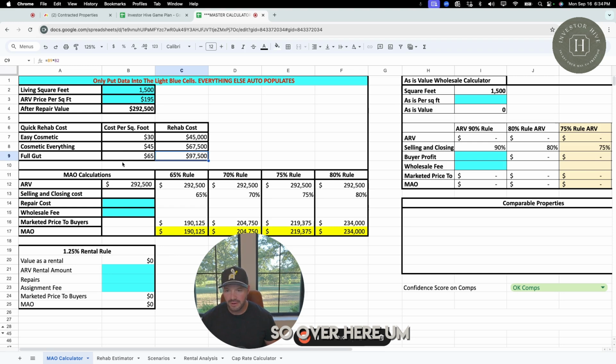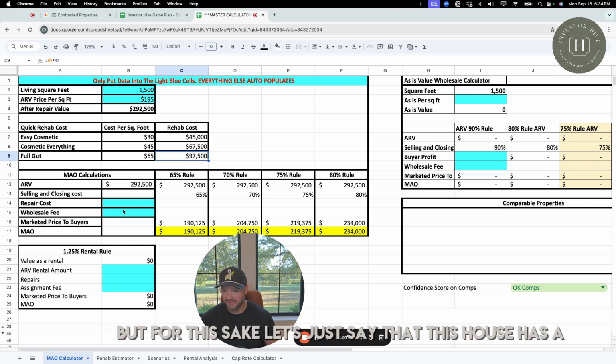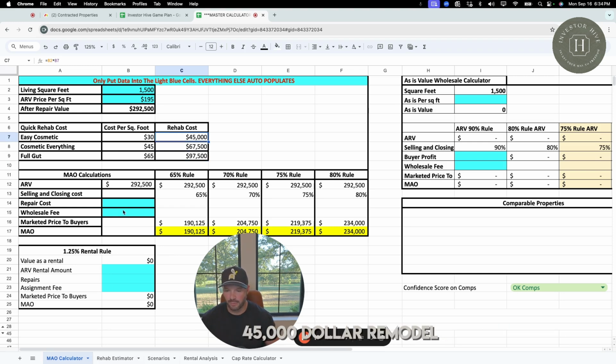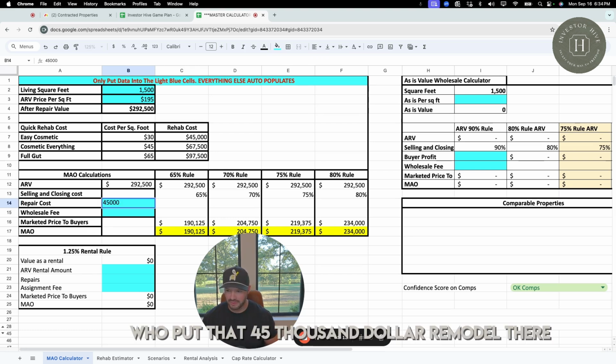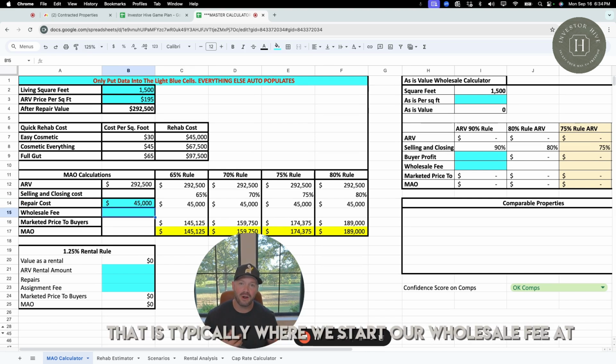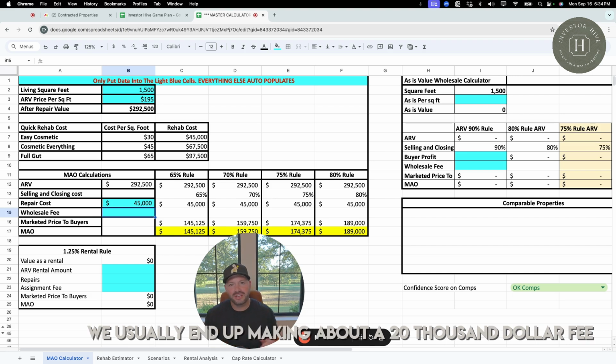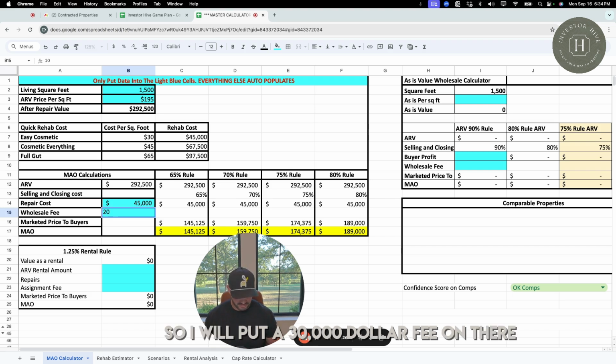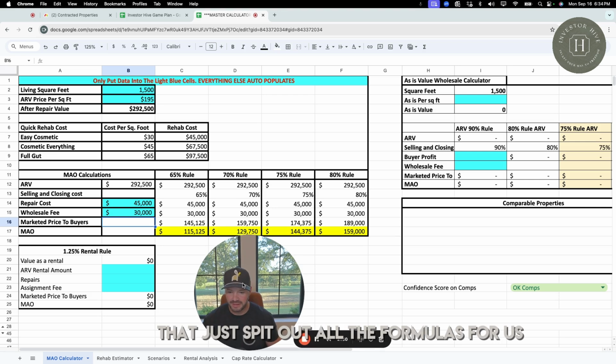So over here, I will get into that later, but for this sake, let's just say that this house has a $45,000 remodel. We'll put that $45,000 remodel there, and we'll say that you want your wholesale fee to be $30,000. That is typically where we start our wholesale fee at. We usually end up making about a $20,000 fee on average on our deals. So I will put a $30,000 fee on there, and you'll see that that just spit out all the formulas for us.